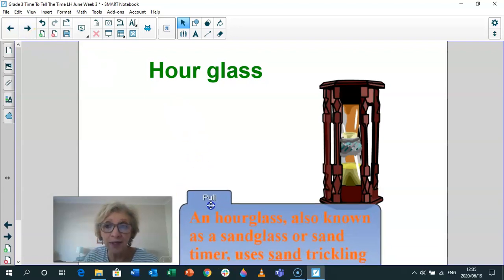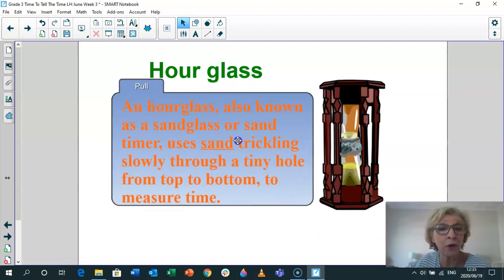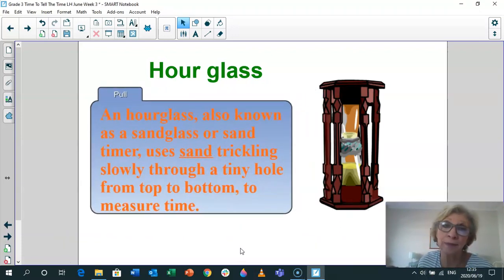An hourglass. We still use hourglasses. In fact, we use hourglasses often when we are playing certain board games or card games. We can also use an hourglass to measure how long something takes to cook. You can get smaller hourglasses where only a minute or so is shown on that hourglass. So an hourglass, also known as a sand glass or sand timer, uses sand trickling slowly through a tiny hole from the top part of the bottle to the bottom. And once that sand is through, you know that a whole hour has passed.